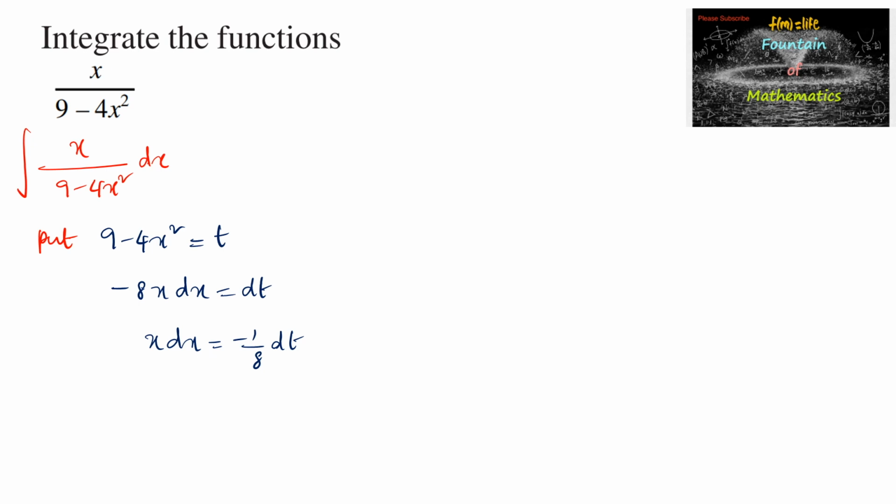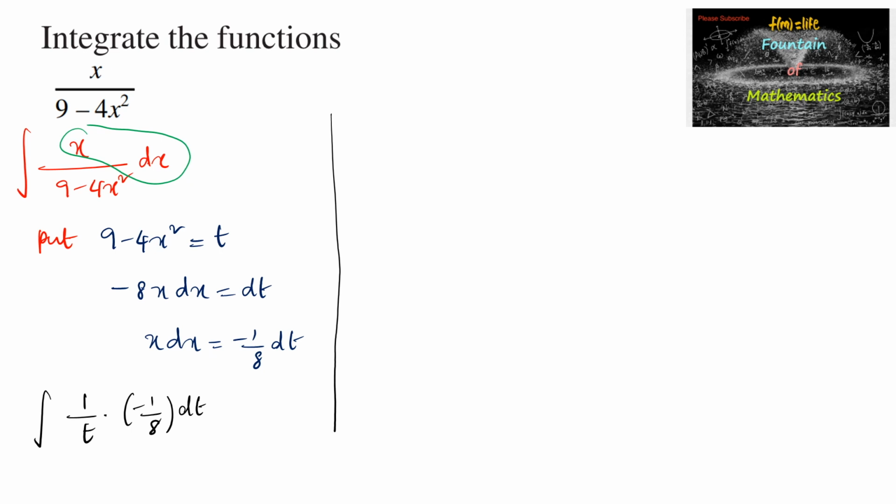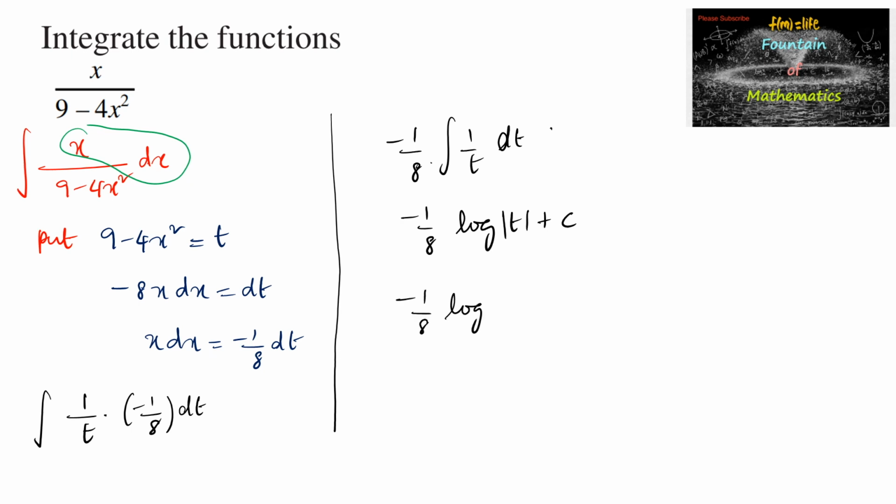So we can substitute here x dx as minus 1 by 8 dt and 9 minus 4x square as t. So our integral can be written as integral 1 upon t into minus 1 upon 8 dt, or we can also write it as minus 1 by 8 integral 1 by t dt. Integration of 1 upon t is log t plus c. So minus 1 by 8 log of, let us substitute back t is equal to 9 minus 4x square, plus c. So minus 1 by 8 log of 9 minus 4x square plus c is the answer.